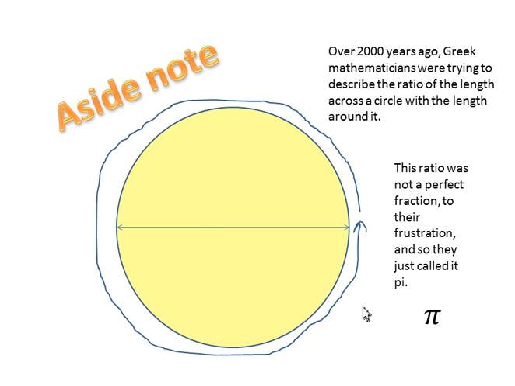Over 2,000 years ago, Greek mathematicians were trying to describe a ratio of the length across a circle with the measurement around a circle. They loved putting everything in terms of ratios, and that's where we get the term rational numbers from. Well, guess what? This number didn't come out to a nice, perfect, neat fraction, and so they invented irrational numbers, and one of them just happens to be called pi, which is the ratio of circumference to diameter.